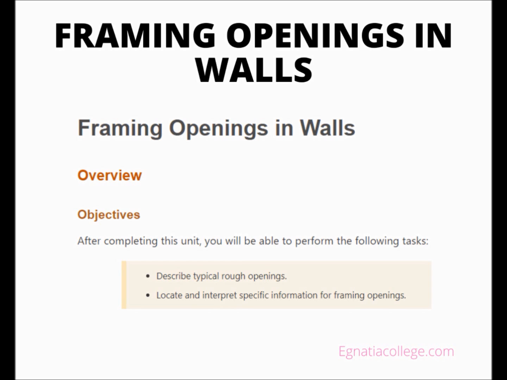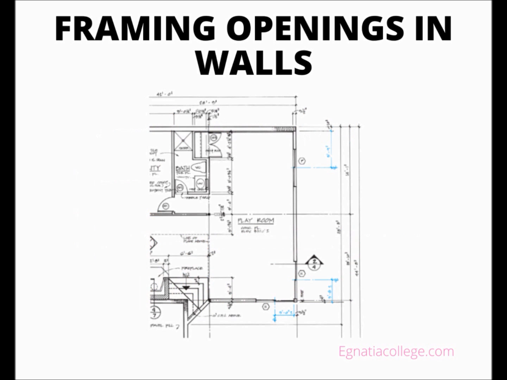Framing openings in walls. After completing this unit, you will be able to perform the following tasks. Describe typical rough openings. Locate and interpret specific information for framing openings. Two types of dimensions must be known before window and door openings can be framed: location and size. Opening locations are given by dimensioning to their center lines in a string of dimensions outside the floor plan.